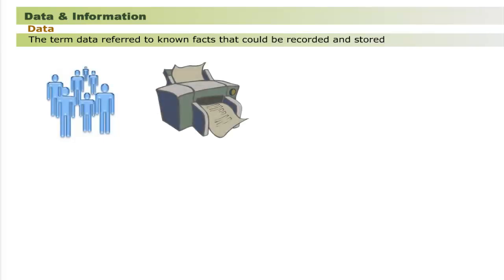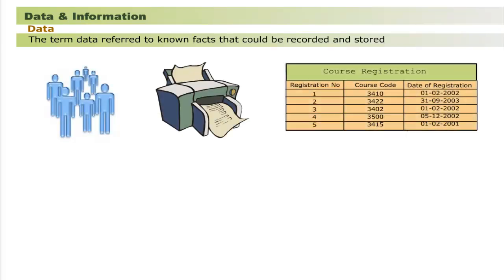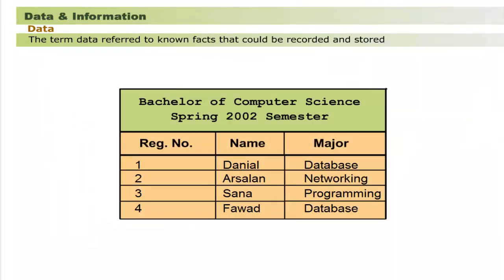Data. Dear learners, after discussing the database definition, types, cost, and components of database, now it is time to discuss the backbone of database, that is, data. Historically, the term data referred to known facts that could be recorded and stored. The word data refers to facts concerning things such as people, objects, or events. For example, list of students as shown.